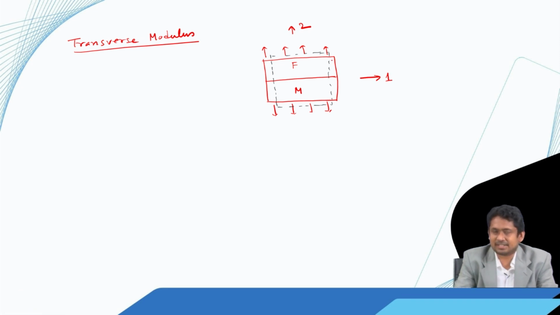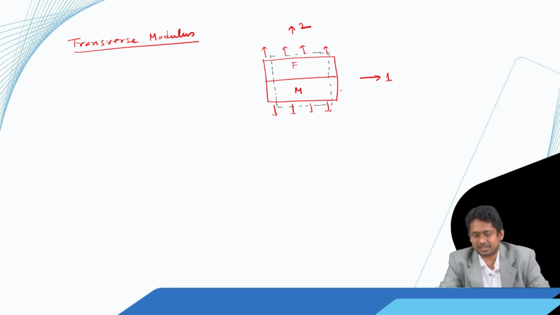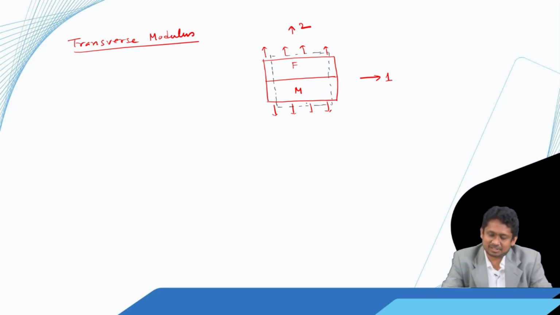So, it is going to be extended in direction 2 and due to the Poisson's effect it is going to be contracted in direction 1. In the previous case the extension was in direction 1 and the contraction was in direction 2, here it is opposite. And in the previous case our assumption was the fiber and matrix have the same strain, but the stress is different. In this case because the load is along direction 2, we cannot have different stress at fiber and matrix, otherwise the equilibrium at the junction between fiber and matrix will not hold.